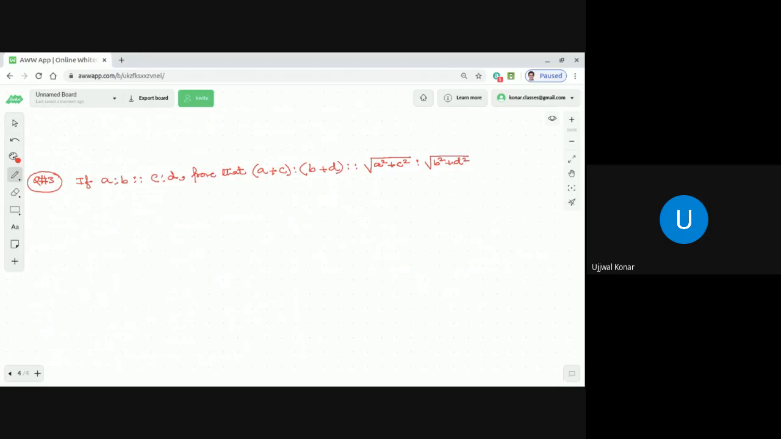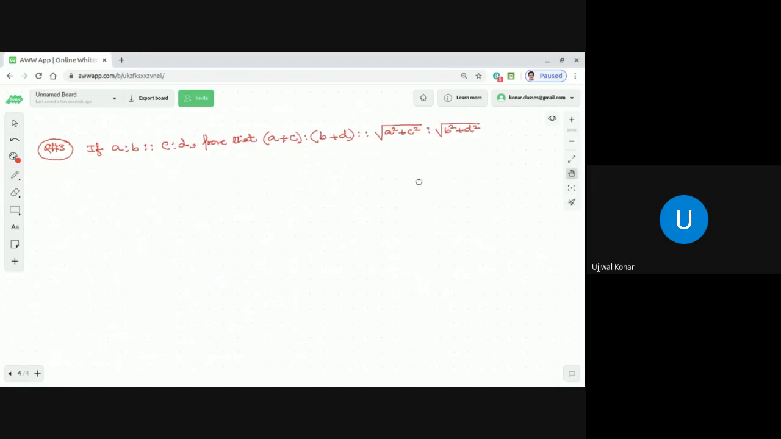And you can use this as a property as well. What it says: if A by B is equal to C by D, then (A plus C) by (B plus D) is equal to square root of (A square plus C square) by (B square plus D square). We can prove this also. We will prove it.